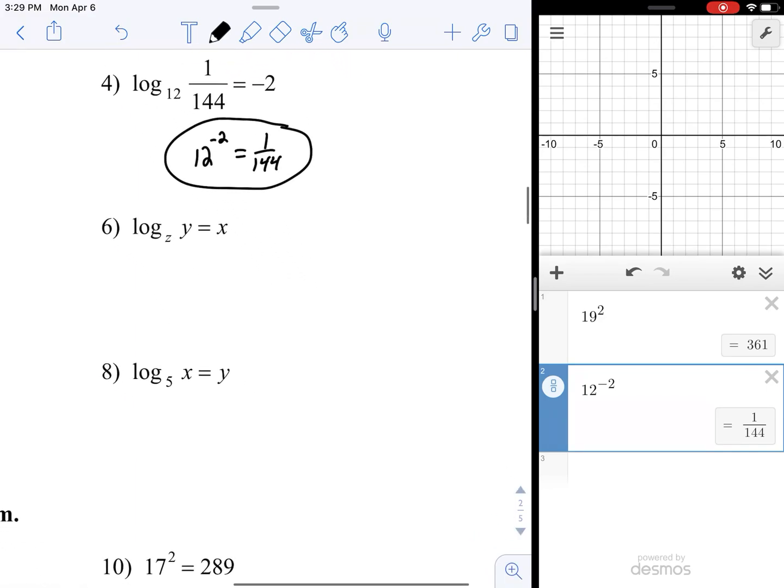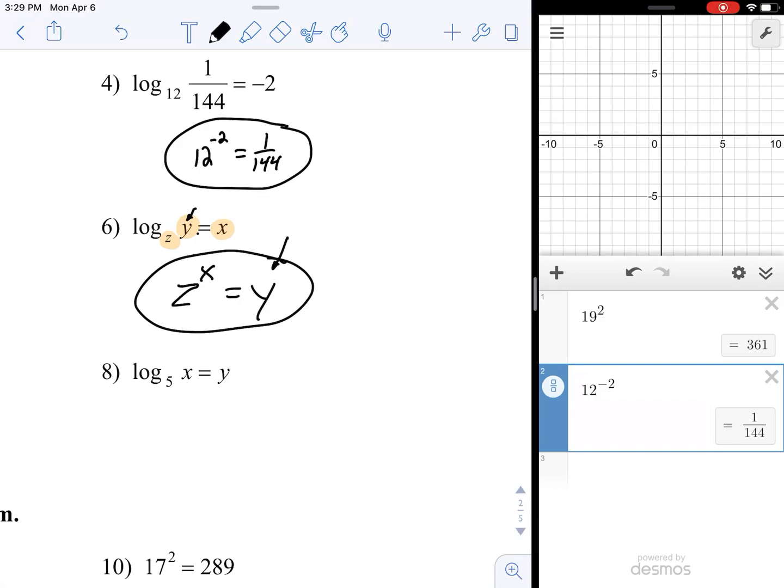So number 6, rearrange this in exponential form. So we have these three variables. Which one is the base? Say the answer in your head. Okay, if you said z, you are correct. Which of the other two variables, x or y, is the power? And it's x, which means y is the other side of the equal sign. The argument, as it's called here, is the answer over there.